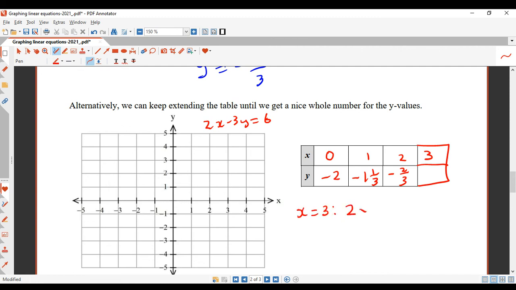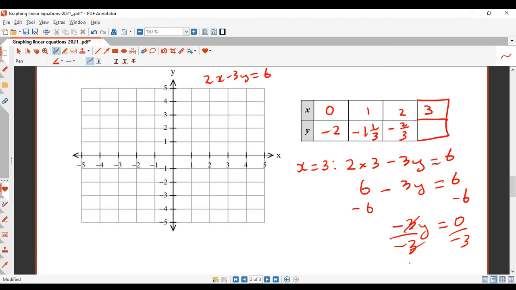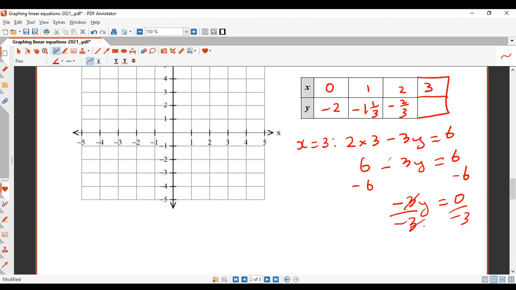So it's going to give me 2 times 3 minus 3y equals 6. It gives me 6 minus 3y equals 6. Minus 6 both sides. You get minus 3y equals 0. And then divide by negative 3. And you get y equals 0.